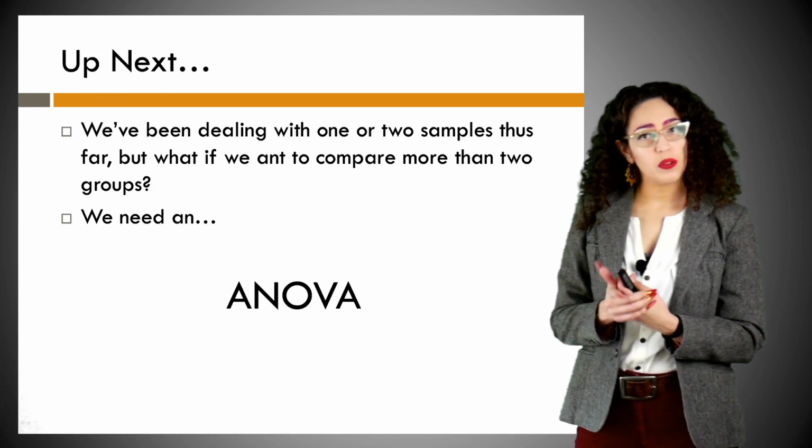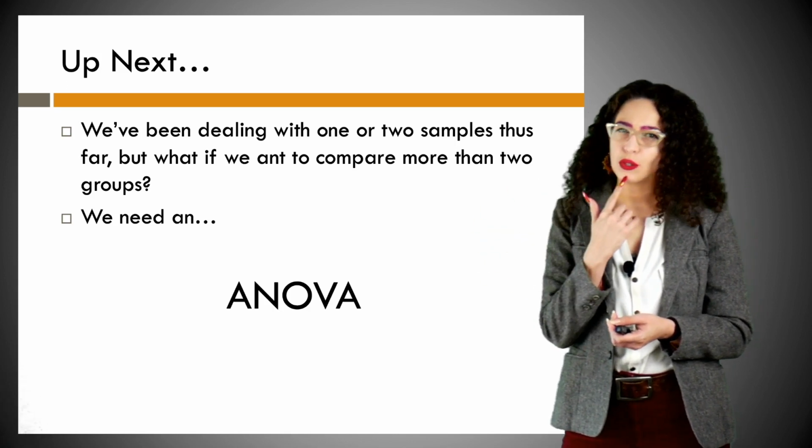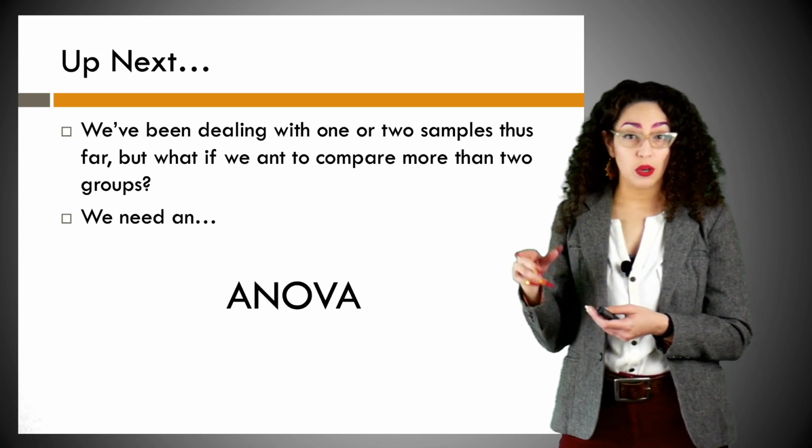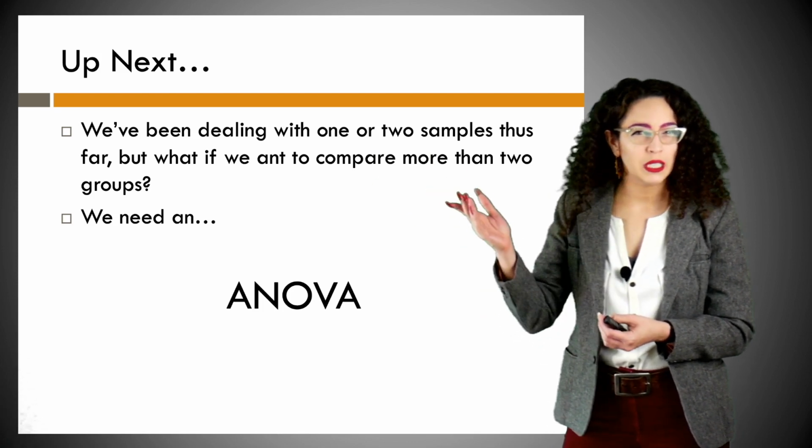We've been dealing with 1 or 2 samples thus far, but what happens if we want to compare more than 2 groups? What if we have 3, 4, 5, 6, 7, 8, 9? Who knows how many groups? Can we just do a bunch of t-tests?